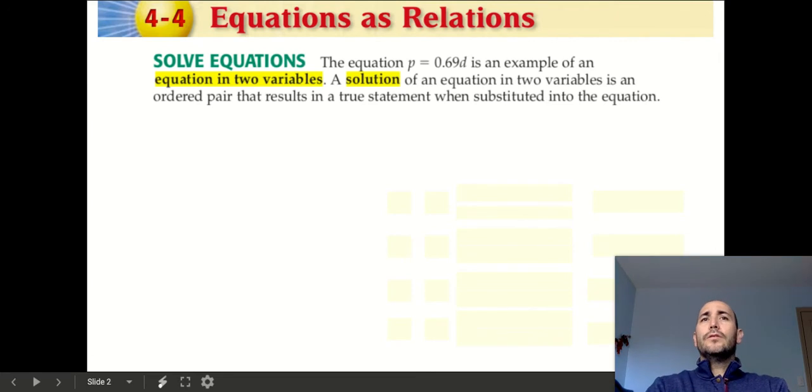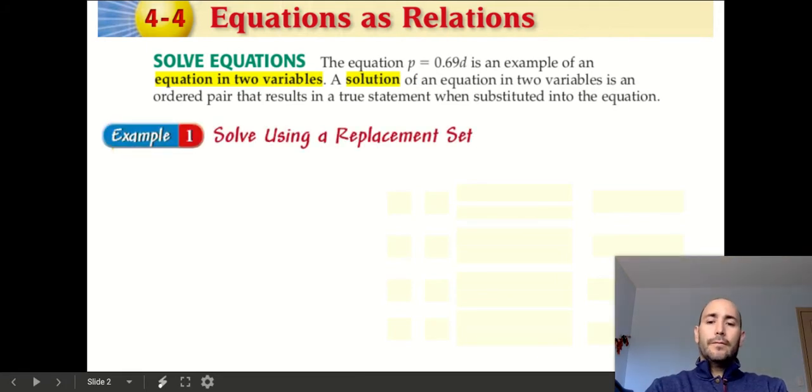So, solving equations. The equation P equals 0.69D is an example of an equation in two variables, because there are two variables, P and D. A solution of an equation in two variables is an ordered pair. It's a pair that results in a true statement when substituted into the equation. So a number for P and a number for D that makes this equation true is considered a solution. So this solution is actually two numbers, one for P and one for D, that makes the equation true. So let's take a look.